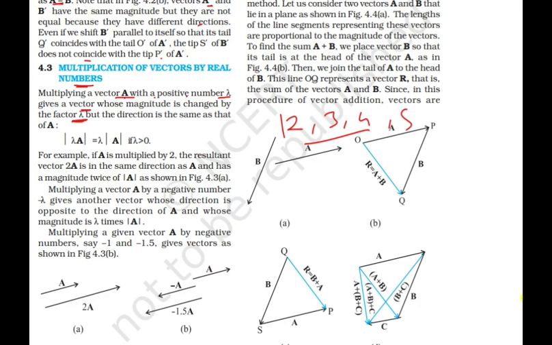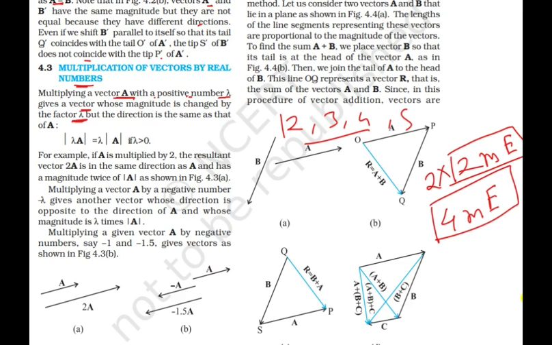Multiplying a vector A with a positive number lambda. Suppose 2 meter east. If I multiply this 2 meter east with 2, then what will we get? We will get 4 meter east. So if I multiply with a positive number, then the value will be positive. If I multiply by a negative number, then the value will be negative. But the direction is the same as that of A, only the magnitude will be increased. Direction will be the same.